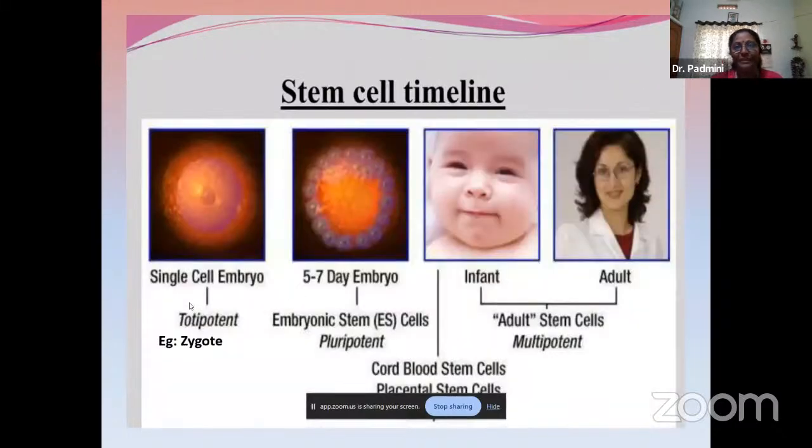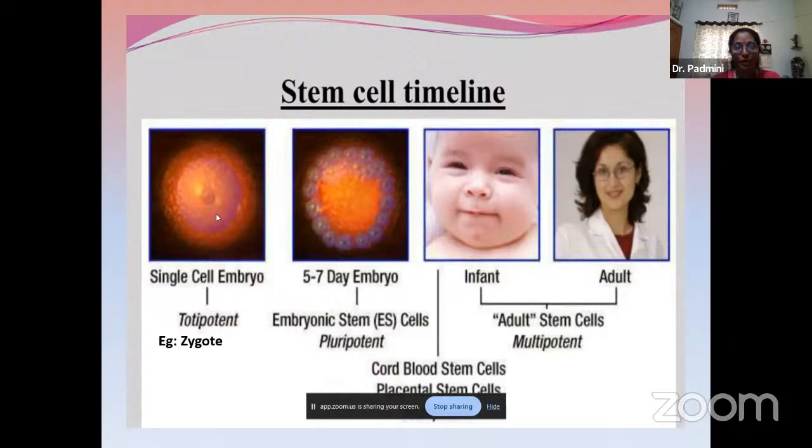So there's a stem cell timeline. You cannot expect the stem cell to be the same throughout development, because totipotent and pluripotent cells have a limited timeline. When a zygote is formed, this zygote is called a totipotent cell. Toti means it can form different types of cells. That is, it can become an embryo, and it can also become extra-embryonic cells. So that is called totipotent.